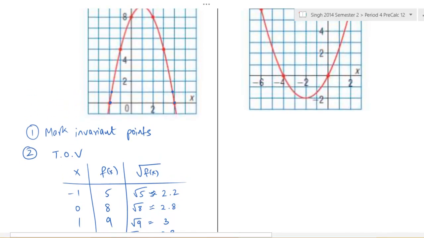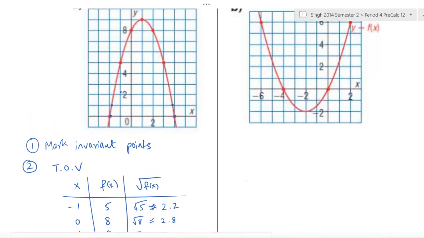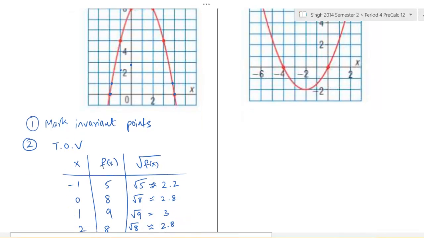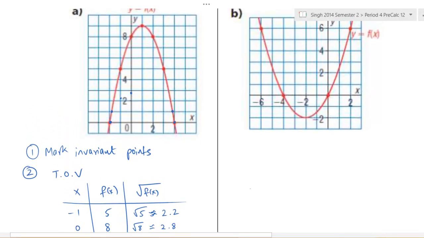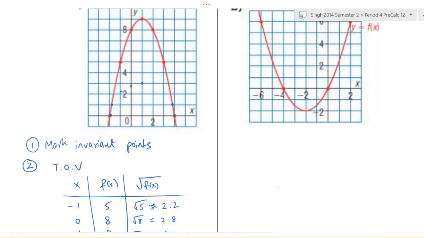X is -1, f of x is 2.2. So my new point is going to be here. X is 0, f of x is 2.8. X is 1, the point is 3. X is 2, 2.8. X is 3, 2.2 again.